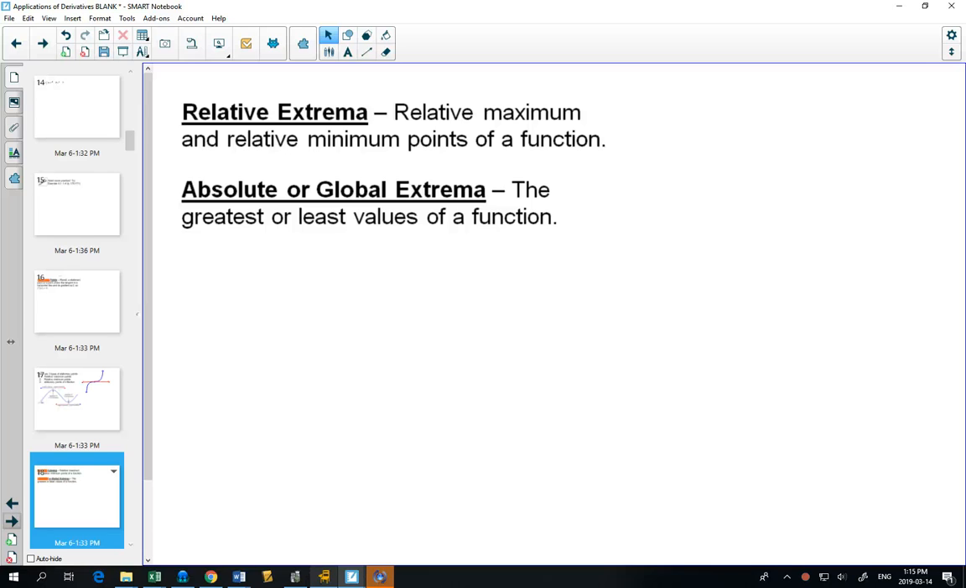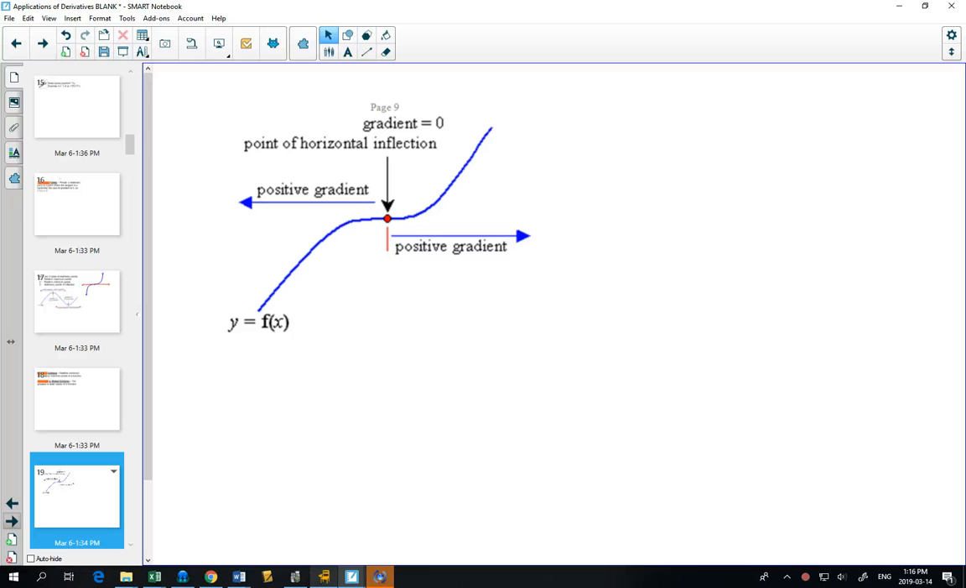So when we talk about relative extrema, that's like a local maximum or a local minimum. They're just a maximum or a minimum in their area around. But if we're talking about an absolute or a global extrema, those are extremas that are the biggest in the entire graph. And there is our point of inflection on an x cubed graph. It flattens out, but the graph stays increasing.